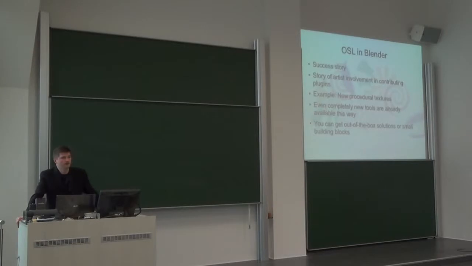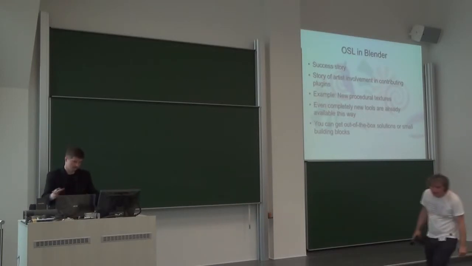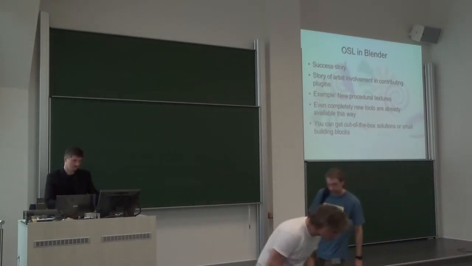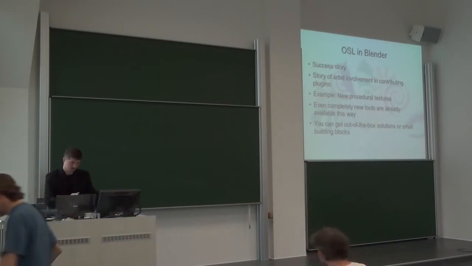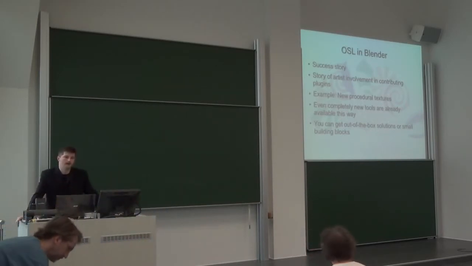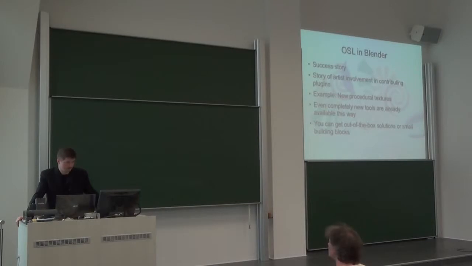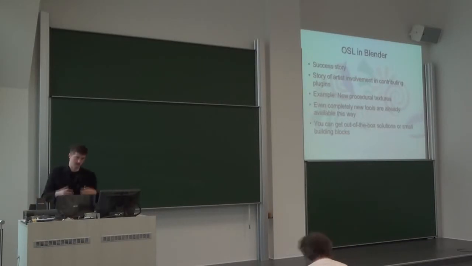The example I'm going to use here is procedural textures, even though some people used Open Shading Language to create completely new tools for Blender, which is also cool. But my example here will be only about procedural textures. What I basically want you to remember is what happened when Open Shading Language was introduced in the Cycles render engine, and how the contributions exploded from everywhere, and how artists now have the choice of a wide range of procedural textures, while beforehand the range was limited to only the core procedural textures artists would be using.